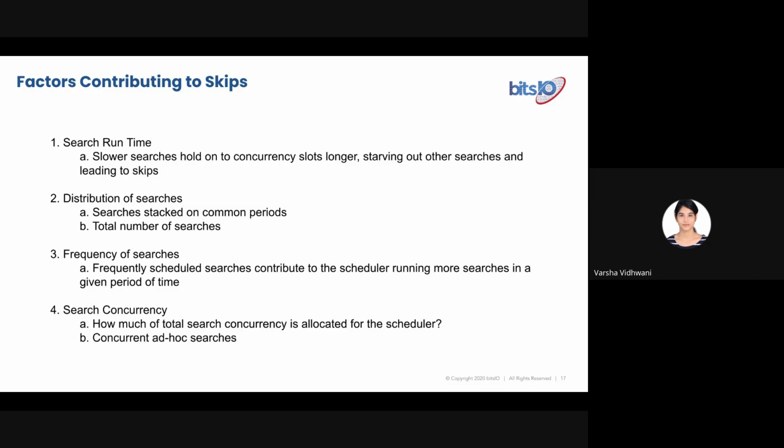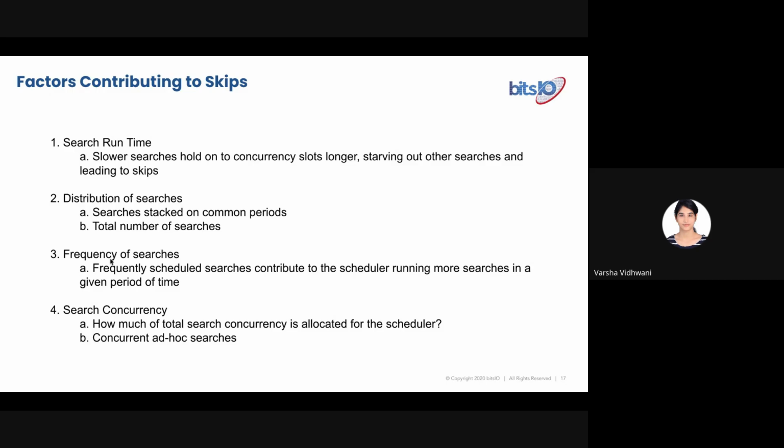The second factor is the distribution of searches. If too many searches are stacked on the same schedule, like all running at the top of the hour, which we generally do, or every minute, the scheduler gets overloaded all at once. So the total number of searches also matters. The more you have, the harder it becomes for Splunk to keep up during peak times.